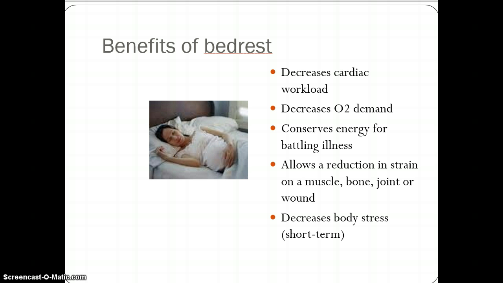As we look at this woman that's pregnant, many of your women that are in preterm labor, that are having contractions, need to be on bed rest to prevent the contractions from continuing. Some of them are to decrease body stress, which is short term.